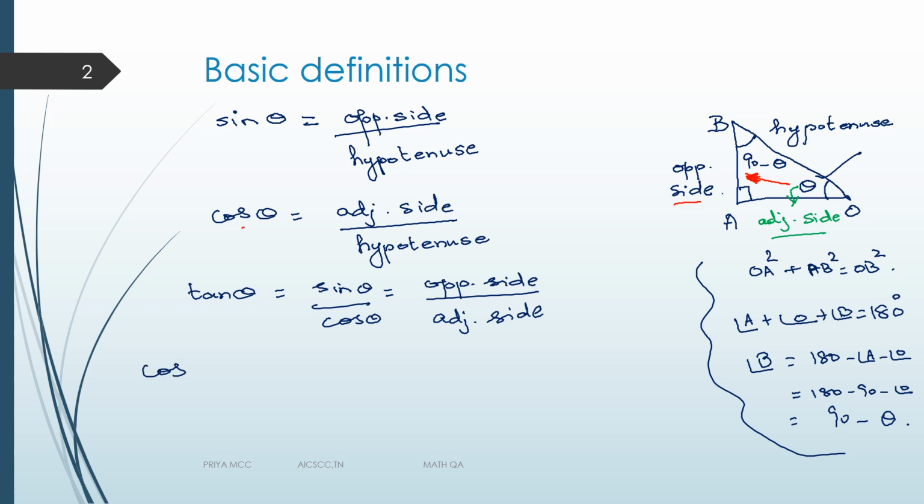Similarly, cosecant theta is equal to 1 by sin theta, right? And secant theta is equal to 1 by cosine theta, and cot or cotangent theta is equal to 1 by tan theta. So I would strongly suggest that you remember only sin theta and cosine theta, that also opposite and adjacent. Okay, right. In fact, I would use a very small trick.